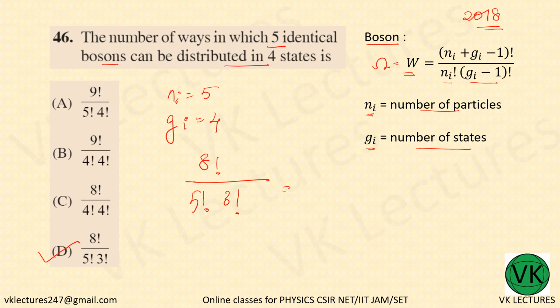Please remember this formula. For bosons, the distribution function omega, the number of ways it can be distributed, is given by (Ni + Gi - 1)! divided by Ni! into (Gi - 1)!, where Ni is the number of particles and Gi is the number of states.